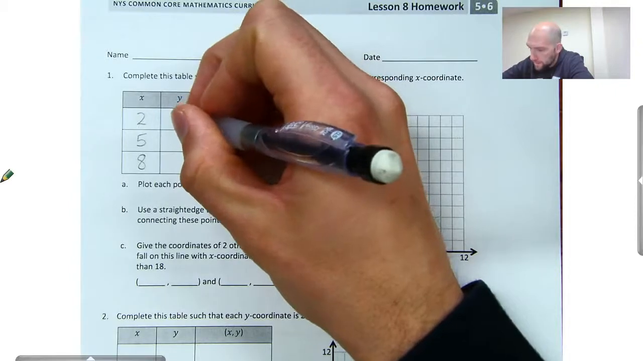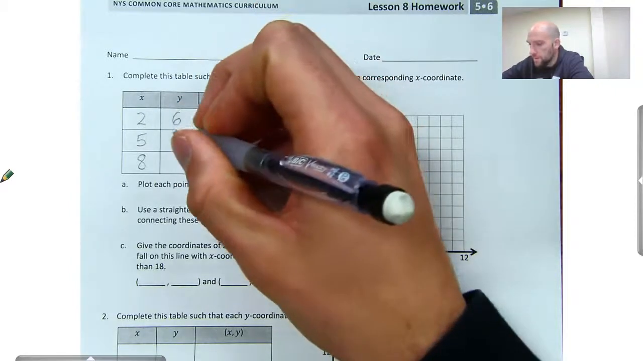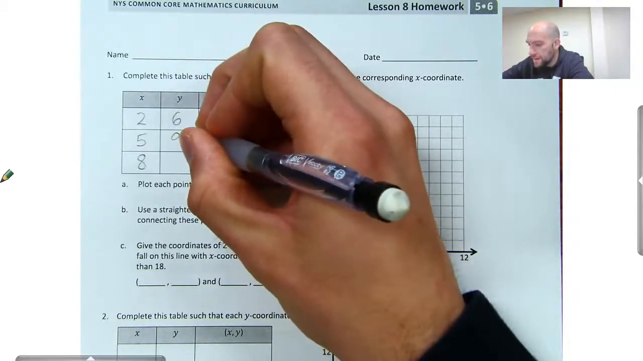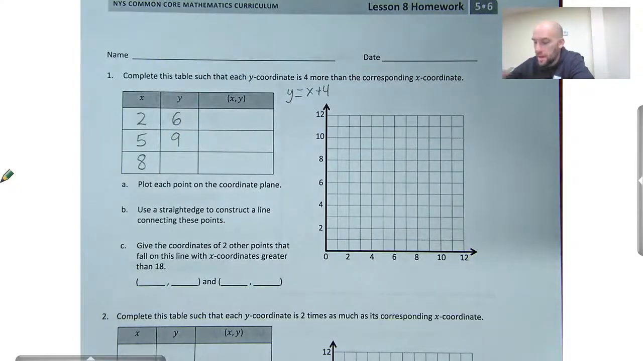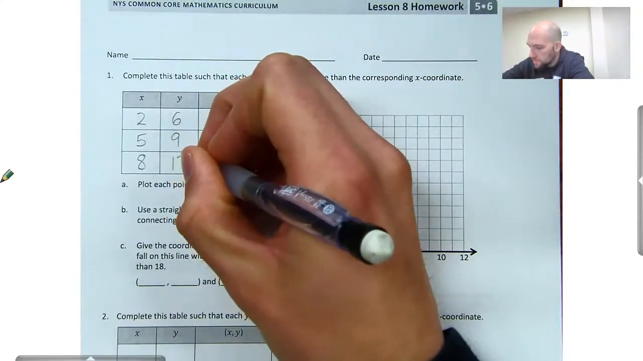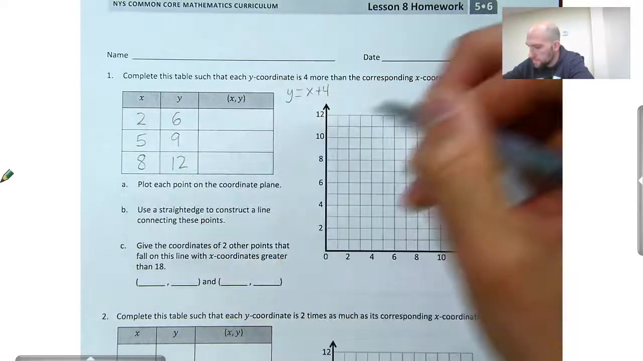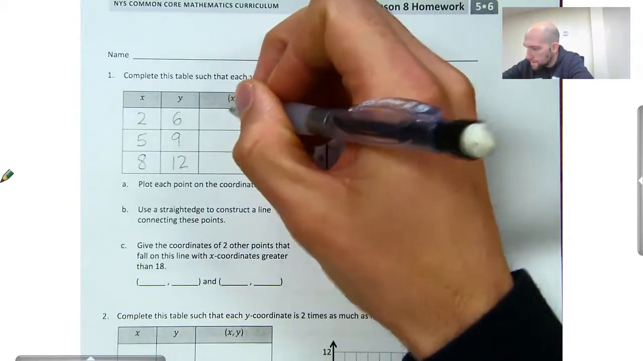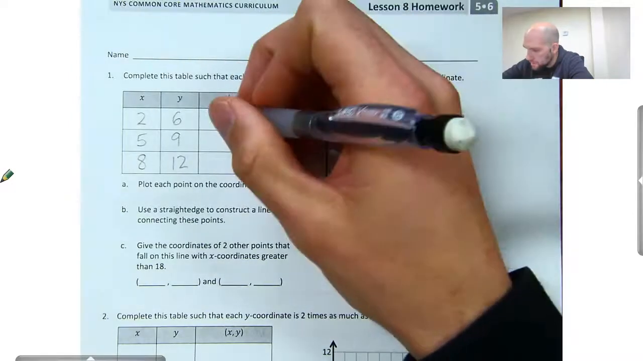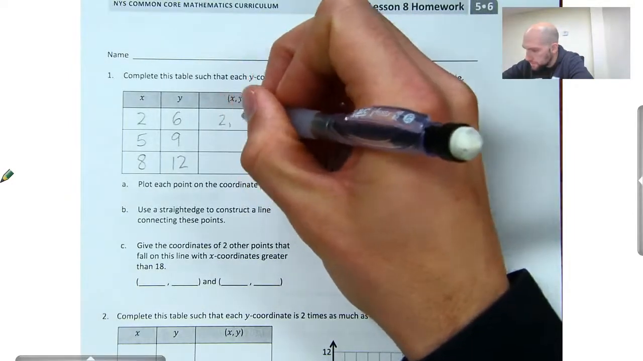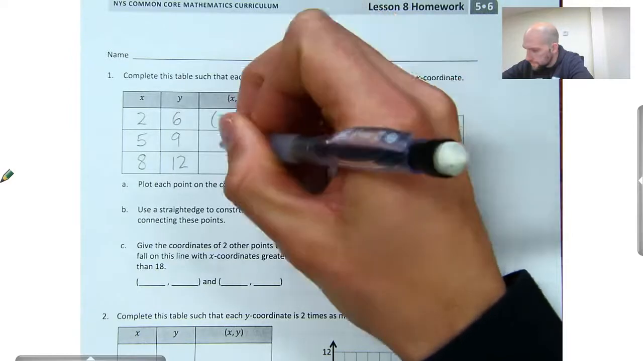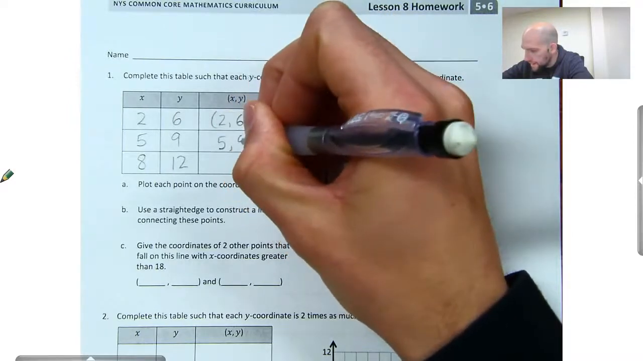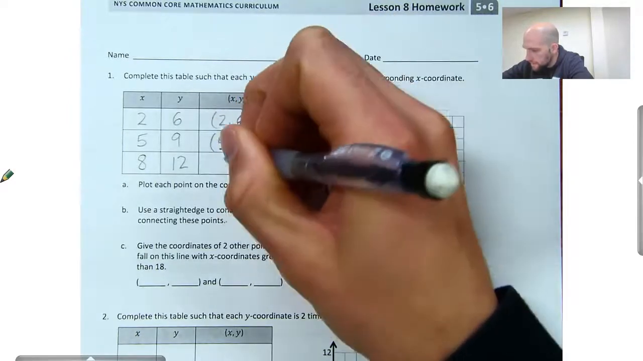So if we have x equals 2, 2 plus 4, we have 6 as a y value there. 5 plus 4 will give us 9. And 8 plus 4 will give us 12. So our coordinate pairs are 2, 6, 5, 9, 8, 12.